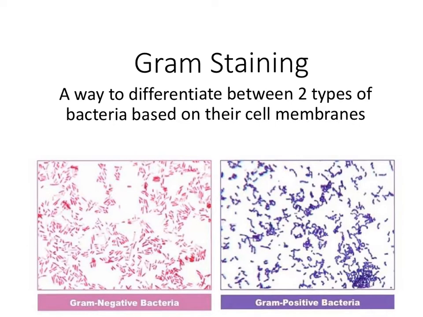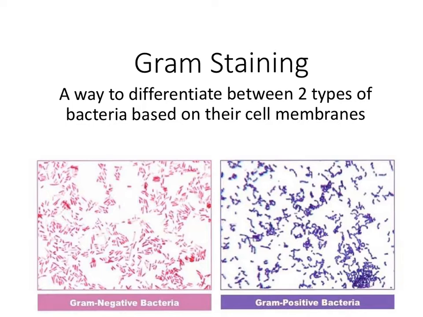This video is about the Gram stain lab. Gram staining is a procedure that's super simple. We would normally do it in class in just one period. And the idea behind Gram staining is that it allows us to classify bacteria into one of two main groups.